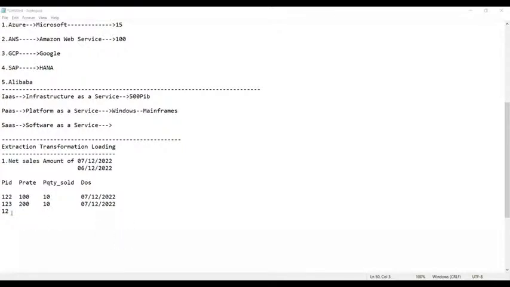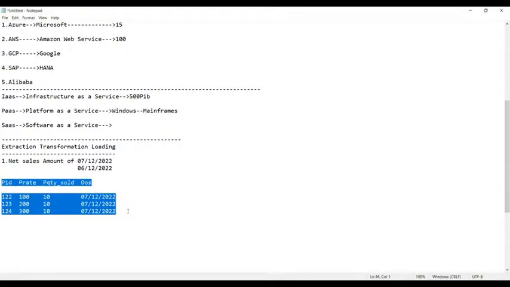Sorry, guys, I got a call. So now, again, 124 is the product ID, and the rate of the product is, let us say, 300. Quantity sold is 10 pieces, and the date is 07 12 2022. Am I right, everyone? This is the data which we have collected from the 7th day of December 2022.